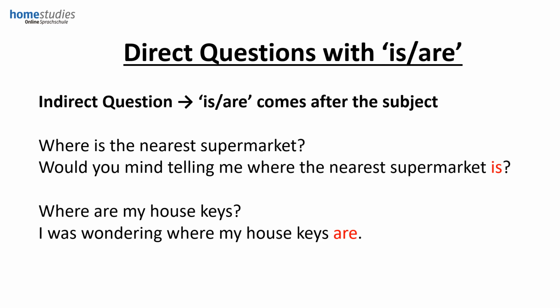Another example, where are my house keys? So the word are is in the direct question, so in the indirect question, the word are is going to come after the subject. I was wondering where my house keys are. So remember, direct questions with is or are. In the indirect question, is or are comes after the subject.